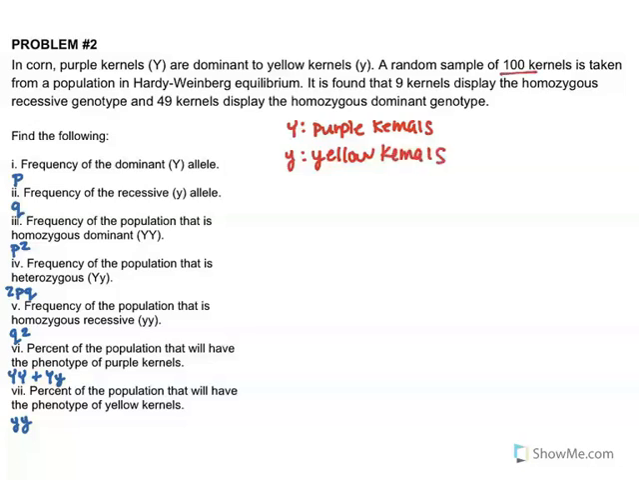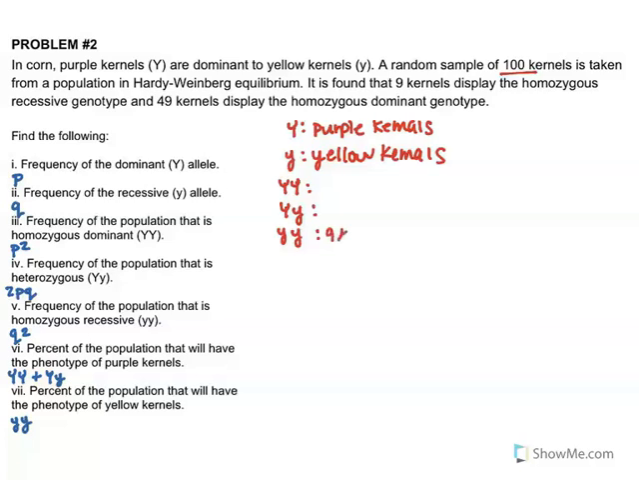Random sample, 100. Taken from a population Hardy-Weinberg, it is found that 9 kernels display the homozygous recessive genotype. I'm giving you genotypes now. I'm not giving you the allele. I'm going to write more information here. So let me go ahead and write homozygous dominant, heterozygous, homozygous recessive. It is found that 9 kernels display homozygous recessive.